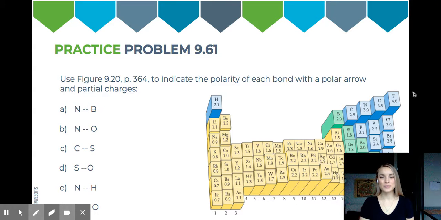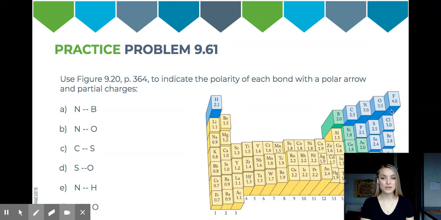Let's take a look at problem 9.61. Use figure 9.20, which is in your textbooks on page 364, to indicate the polarity of each bond with a polar arrow and using partial charges. So this is a table, or chart, very similar to the one in your textbook. I double checked the numbers, and it all works out. So you can use this one as well.